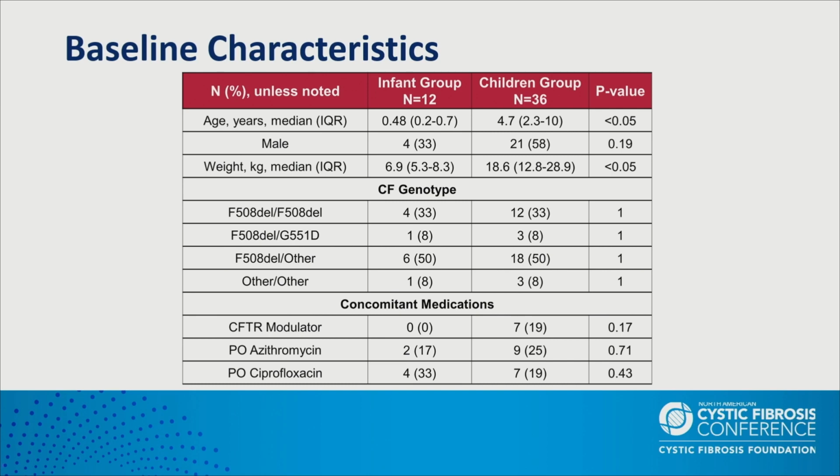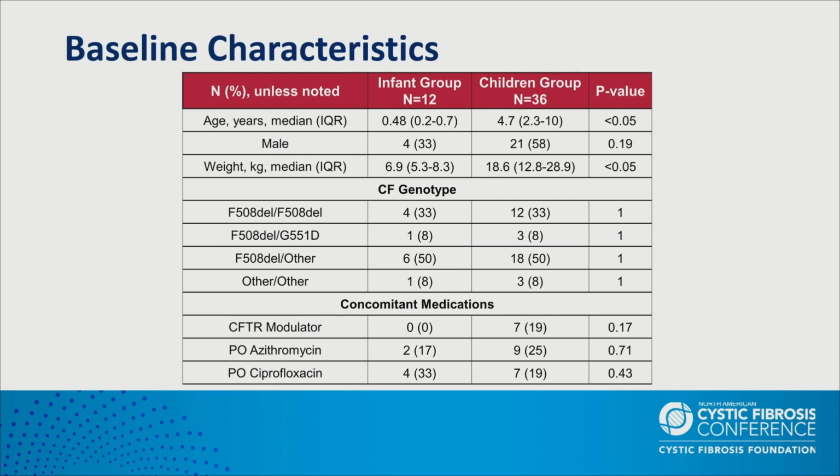So when we look at baseline characteristics, you can see they're obviously different in the age of the patients, similar in gender, and then weight is obviously different given our 2 age groups. You can see we matched on CF genotype, and so those are similar between the 2 groups.